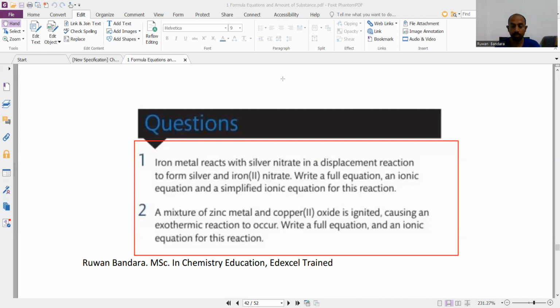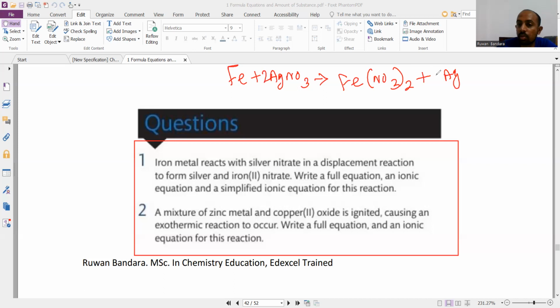So here I am with the answers. Iron metal reacts with silver nitrate, a displacement reaction. Full equation and ionic equation. Fe plus AgNO3 gives you Fe(NO3)2 plus 2Ag. No need to state symbols.